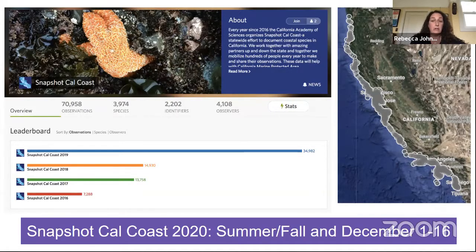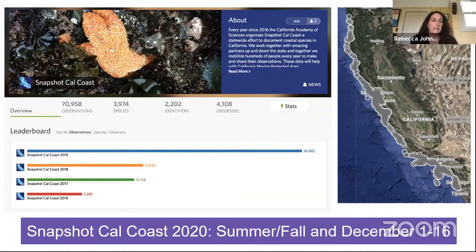And fingers crossed, in December, so 6 months from the normal Snapshot CalCoast, we'll be able to do more event-based, albeit I'm sure smaller, data collection for a kind of winter Snapshot CalCoast. And we've long wanted to have Snapshot CalCoast twice a year.